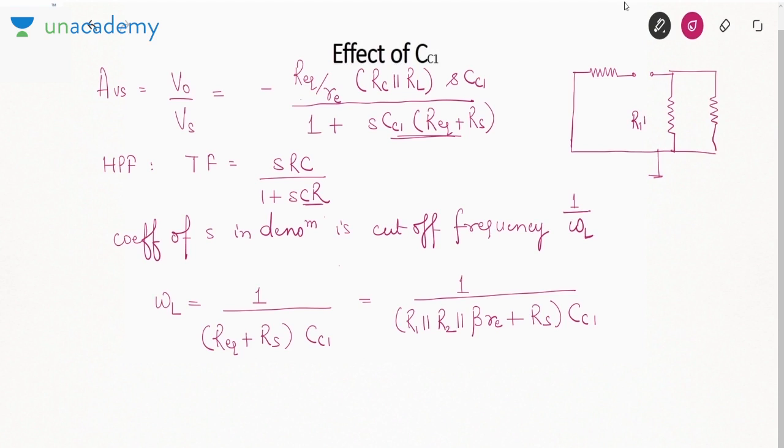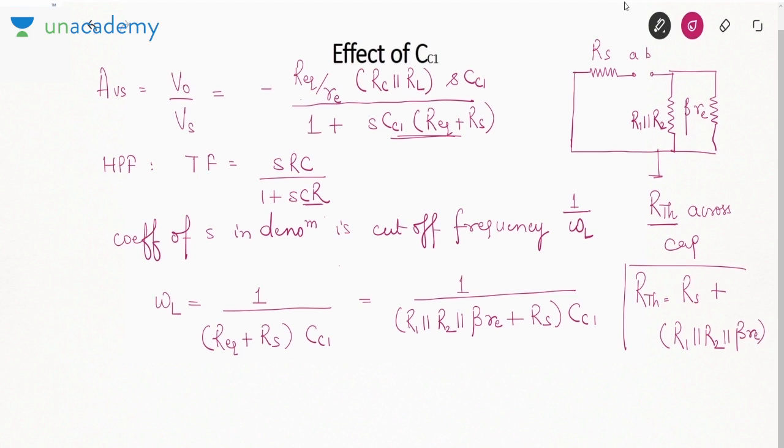This resistance was R1 parallel R2. This was beta RE. This was RS. Okay. Now if I ask you to find the Thevenin resistance across AB, across the capacitor, then what will be the resistance? It will be RS plus R1 parallel R2 parallel beta RE.